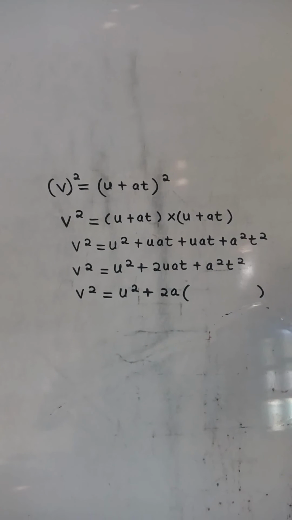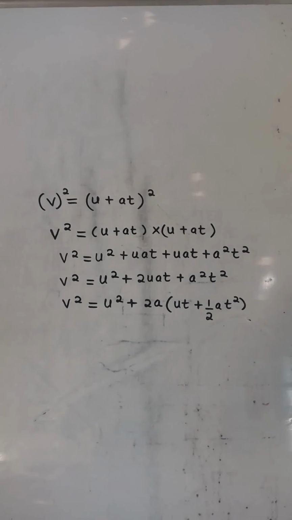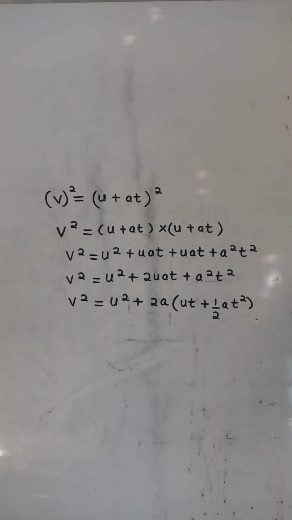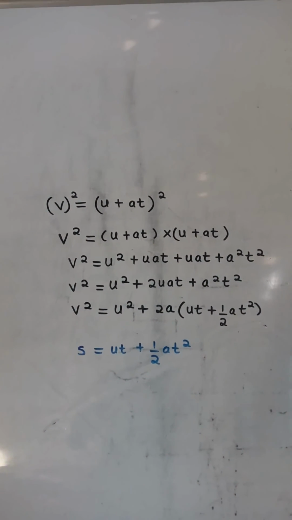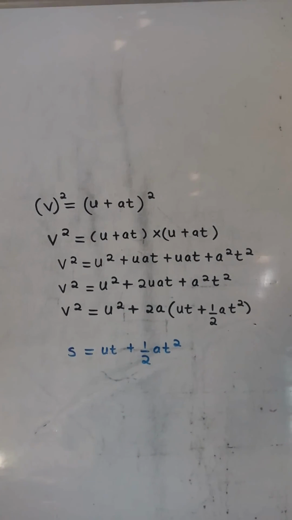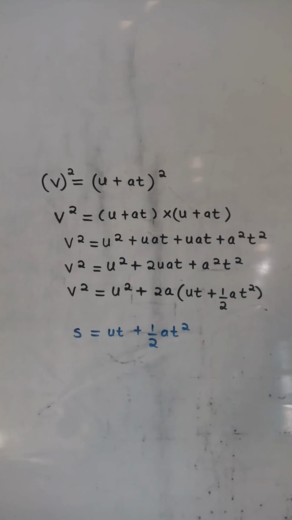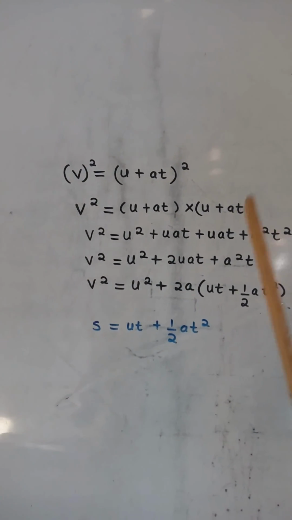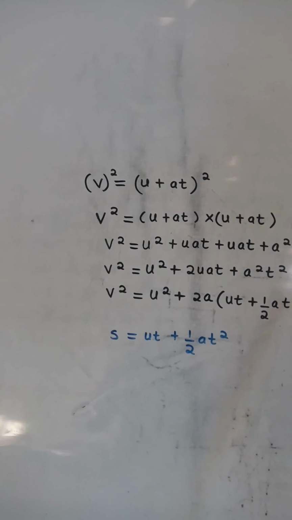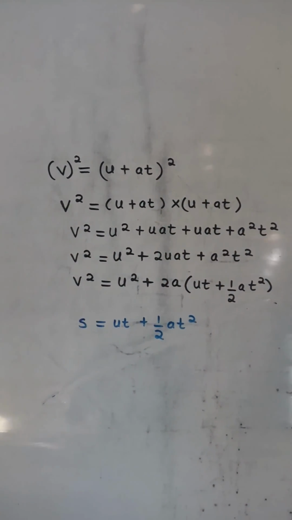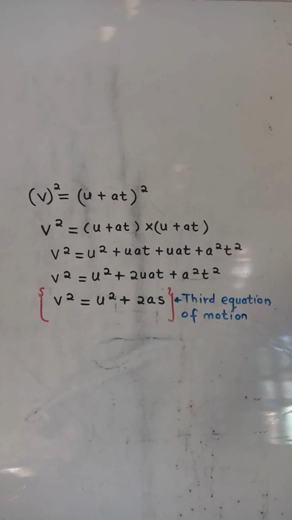Then final velocity square is equal to initial velocity square plus, by omitting 2 acceleration out, we are going to remain with initial velocity time plus 1/2 acceleration time square, but displacement is equal to initial velocity time plus 1/2 acceleration time square, which is the second equation of motion. We are going to substitute initial velocity time plus 1/2 acceleration time square by displacement. Which is the third equation of motion.